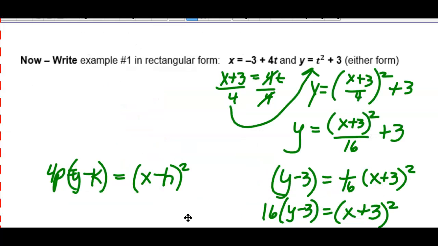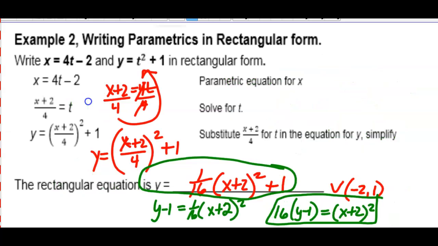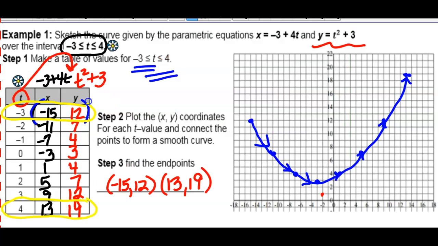Where was I? This was example 1. So the vertex here was at -3, 3. I just wanted to go back to number 1, and hopefully that works for our picture. -3, 3 does indeed look like the vertex, okay?